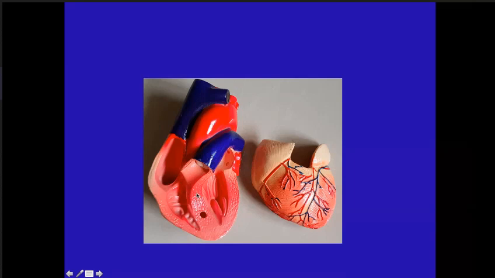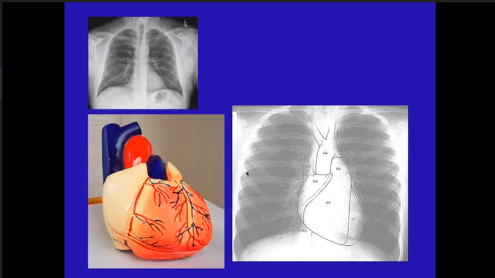Now, the ideal thing would be to have a human heart in your hand, but that's not possible. Pathological specimens are very, very difficult to get, and therefore this model is the next best. Okay. All right.